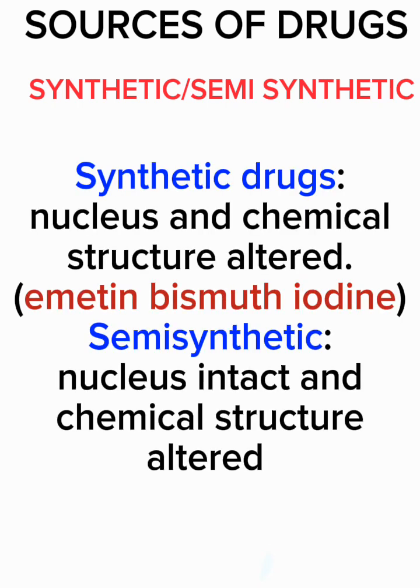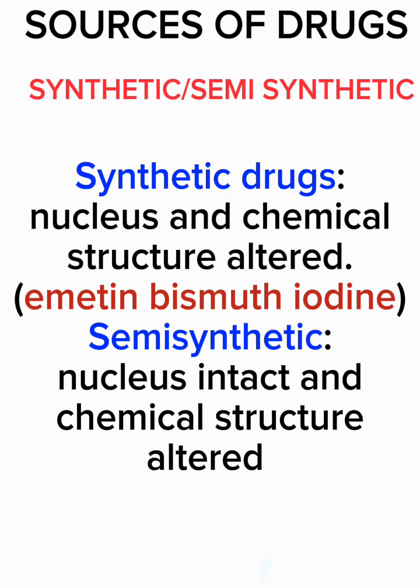And then when we talk about a semi-synthetic drug, the nucleus is intact, but all you've done is alter the chemical structure. An example would be this: Alexander Fleming was able to extract penicillin, right? And then penicillin had a downside. The downside is that bacteria evolved to produce an enzyme that could destroy the beta-lactam ring. So we'll discuss this in pharmacology, but just giving you an idea.